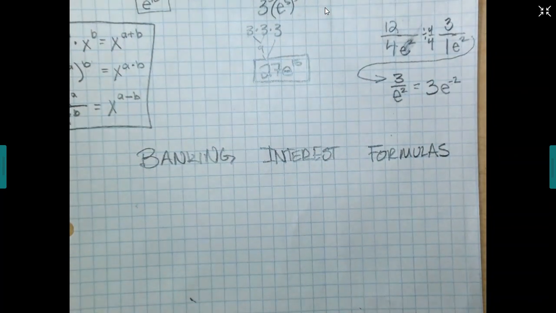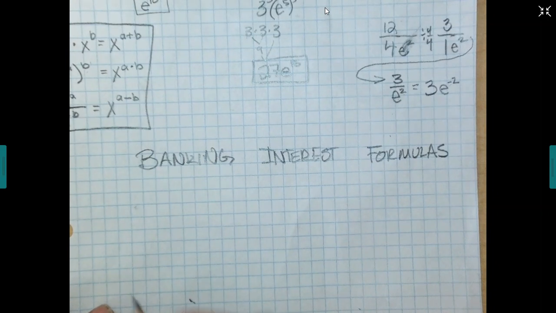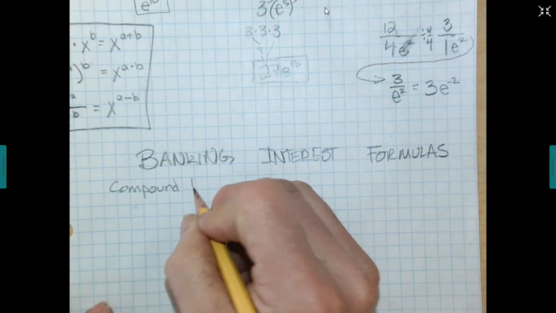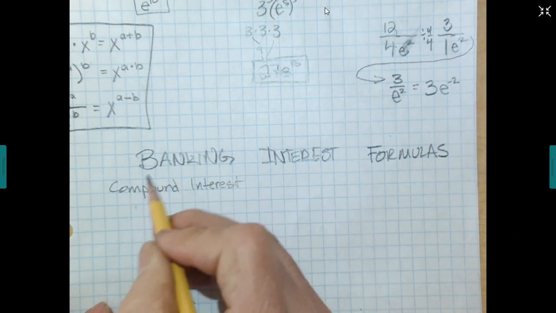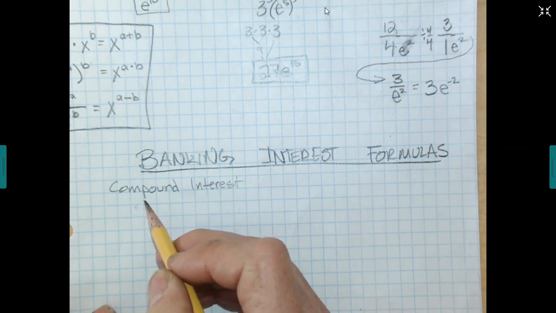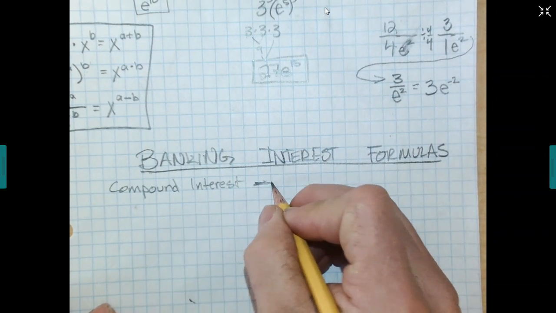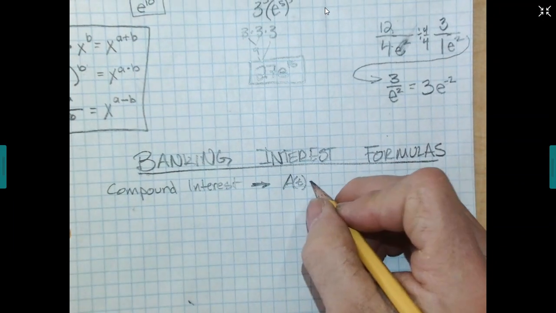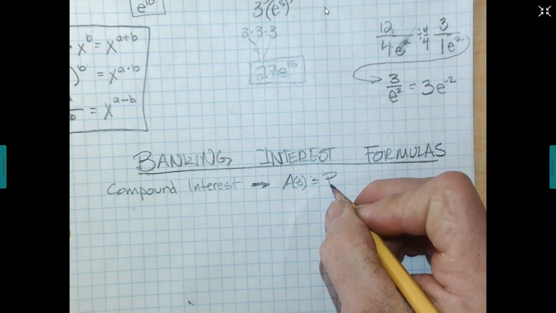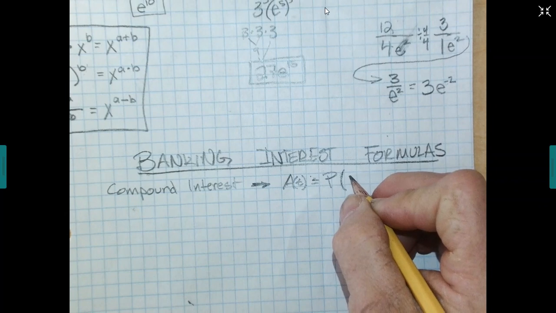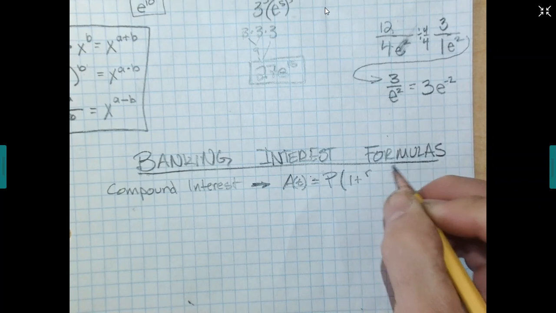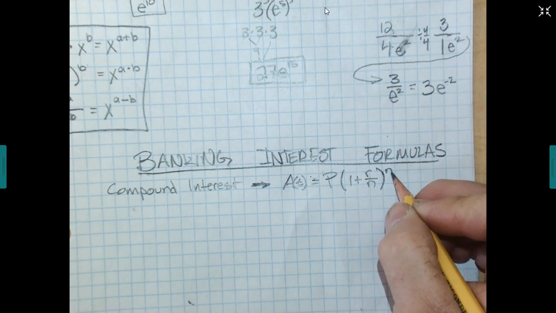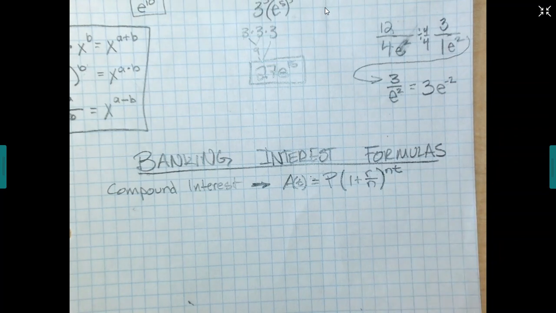All right, we have two formulas. One is compound interest. Compound interest, and that formula is: after a certain time, you have your initial investment. So P is your initial investment times 1 plus the rate of return over the number of times you get returned, over total time. Did you get all those?